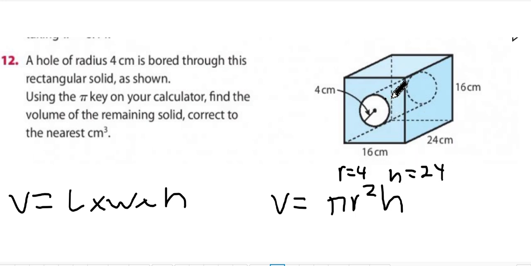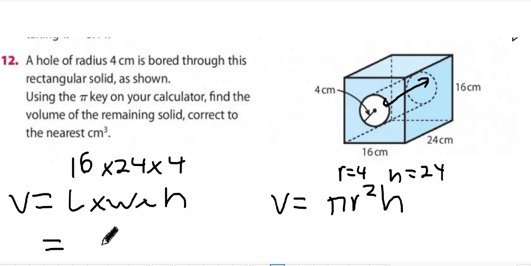24. Because it goes this direction here, which is the same as the 24. And then for the length multiplied by the width multiplied by the height, so the length is 16 multiplied by 24 multiplied by 4 for that. Okay, lads, what do you get? 16 multiplied by 24 multiplied by 4. What do you get? 1,500 and... centimeters cubed. Its volume.